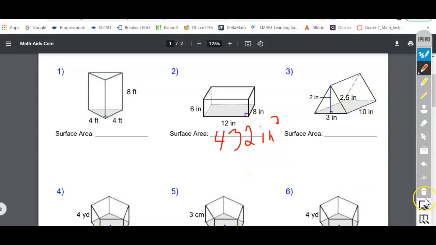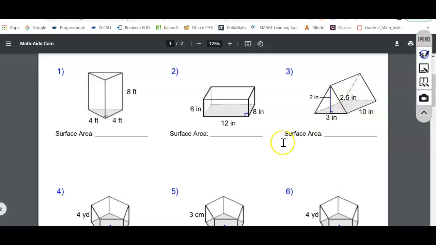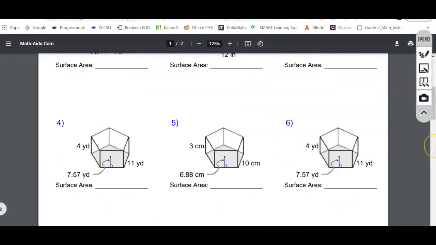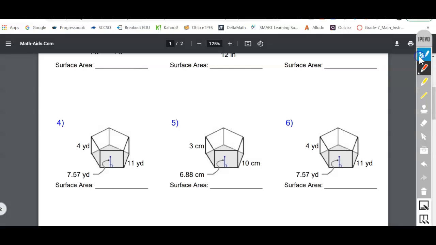Okay. Now, let's look at number 4. And number 6 is also the same. So that's why I put an X on 6, right? So number 4, just like we were doing on the other side, we got to take that pentagon and break it up into triangles. So what is the area of one triangle? That's going to be 1/2 times what?